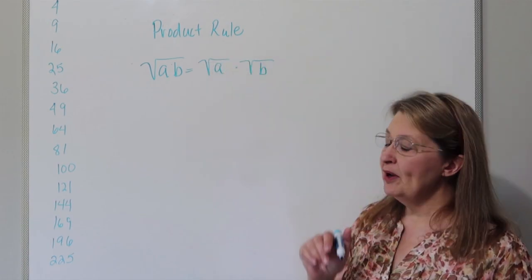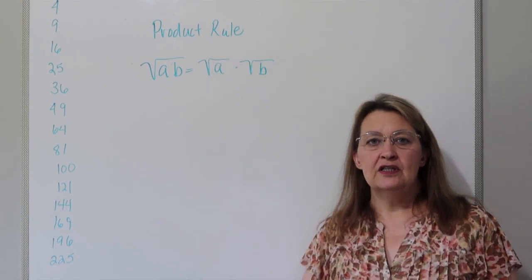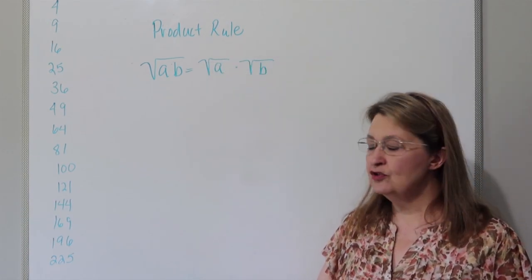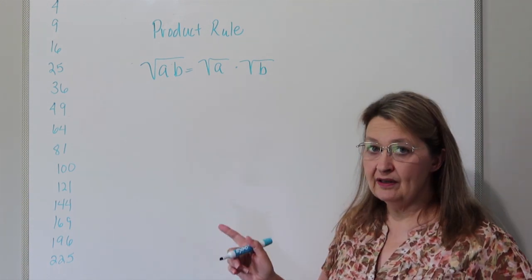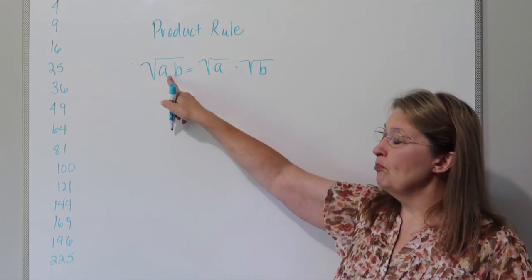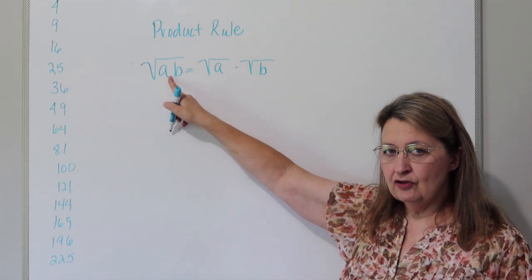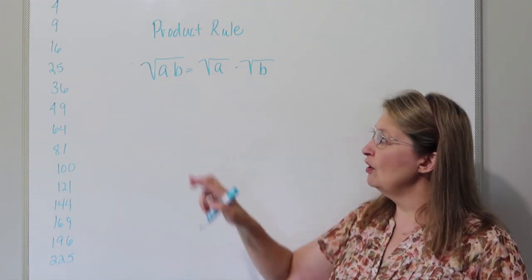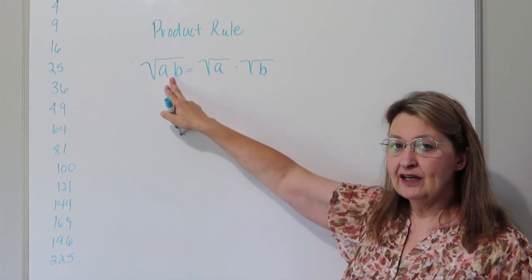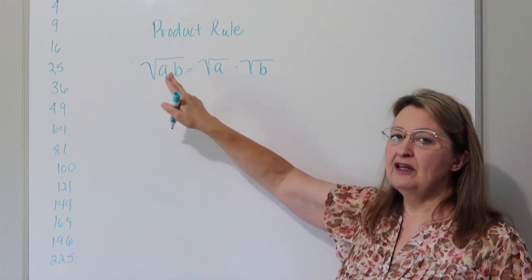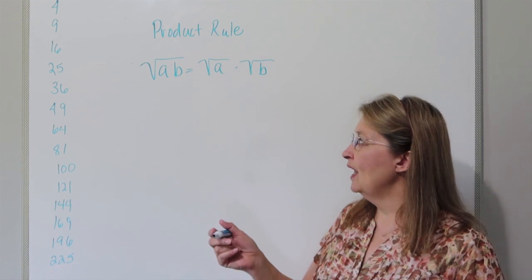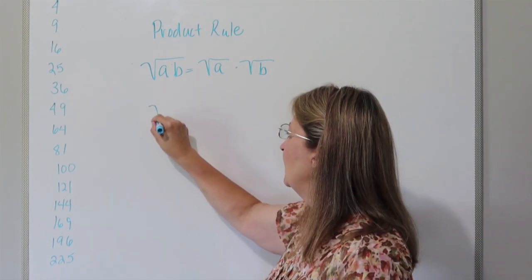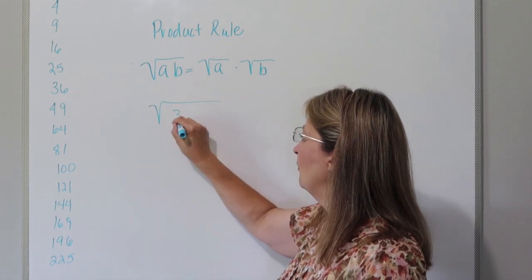So now let's talk about a product rule. You're going to use this when you're trying to simplify your square roots. And the product rule says if you have two numbers that are multiplied by each other under the radical, you can split those up. Now, I just told you if you have two numbers that are added or subtracted, you can't split them up. But if they are multiplied, you can. Now, where's this going to come in handy? Well, let's look at the next example.